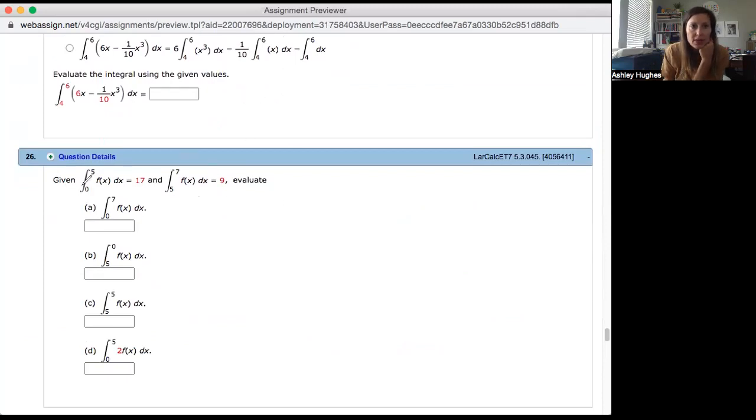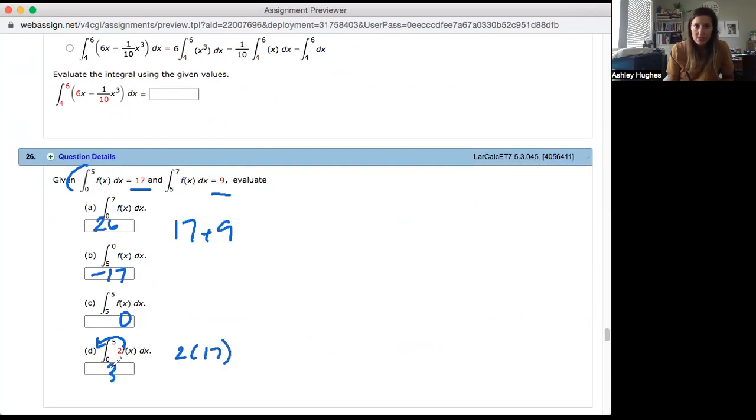Okay, 0 to 5 is 17, 5 to 7 is 9, so 0 to 7, I would add these together. 17 plus 9. 5 to 0 means you change that sign. 5 to 5 is 0, and 0 to 5 with the 2 in front. You need to multiply 2 times the 17, so 34.